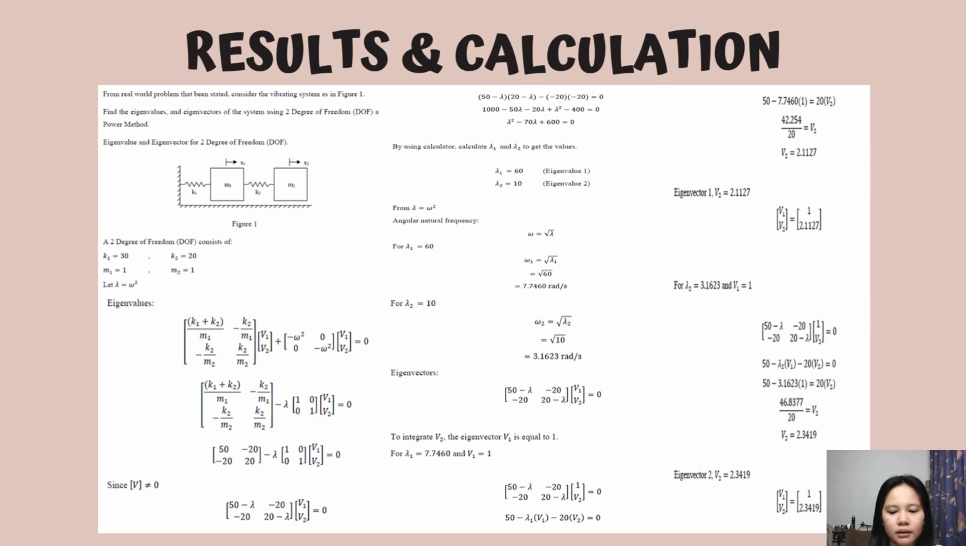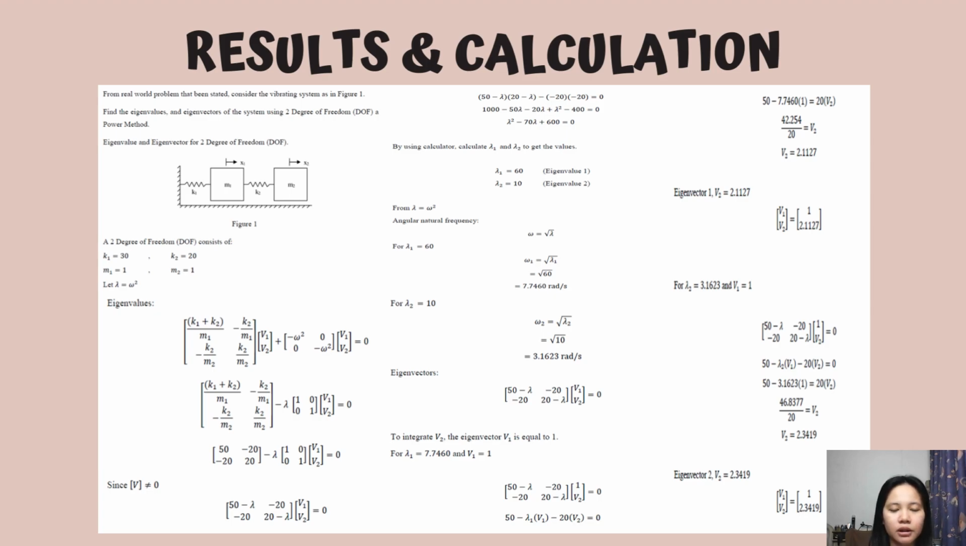In vibration, we want to find the natural frequency, which is lambda equal to omega square. Therefore omega 1 is equal to the square root of lambda, and this is the value we obtain: for lambda 1 it is 7.7460, and for lambda 2 it is 3.1623.